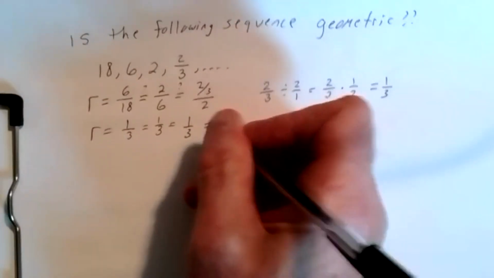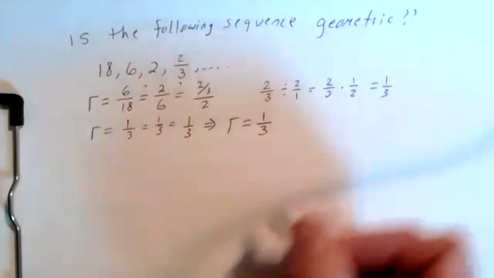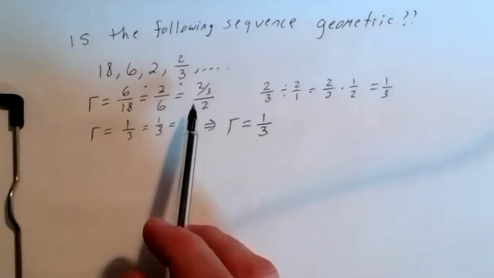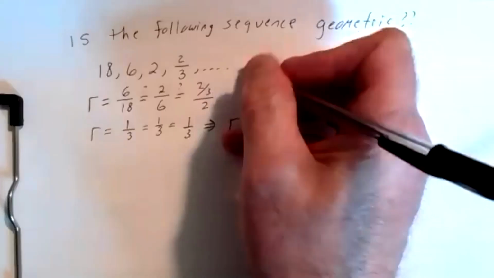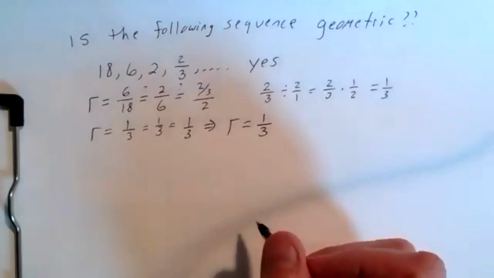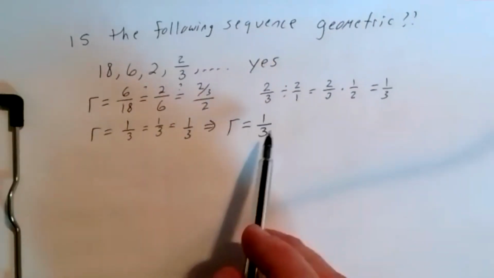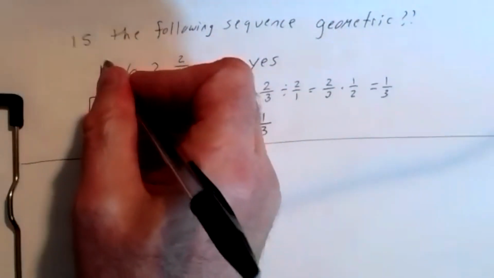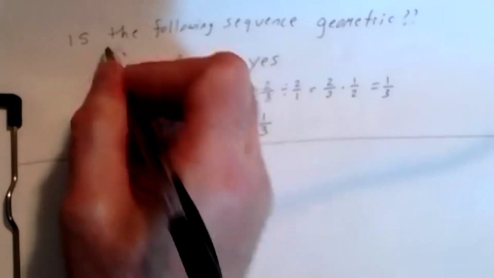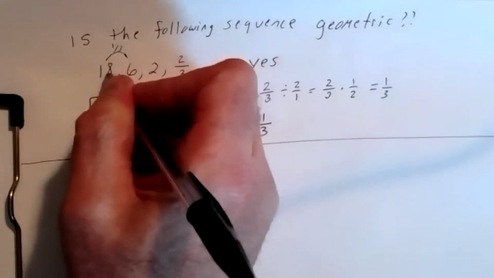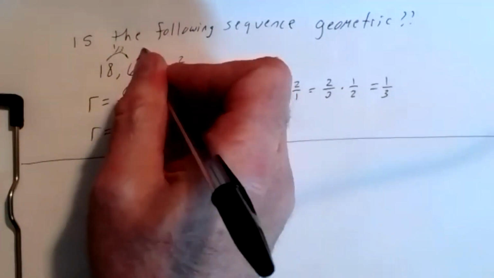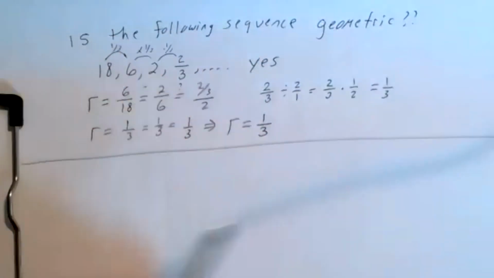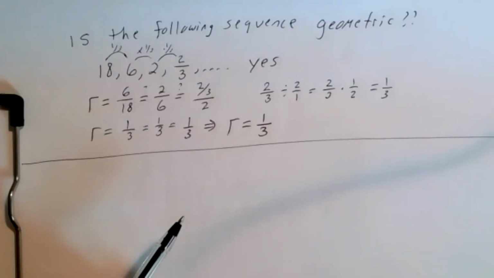Ladies and gentlemen, it looks therefore like our common ratio is 1/3. And so is this sequence geometric? Yes, it is a geometric sequence because it possesses a common ratio, which is 1/3. Everybody understand that? In other words, to move from any term to the next term, you have to multiply the term by 1/3. So if you take 18 times 1/3, you get 6. If you take 6 times 1/3, you get 2. 2 times 1/3, you get 2/3. So it is a geometric sequence.